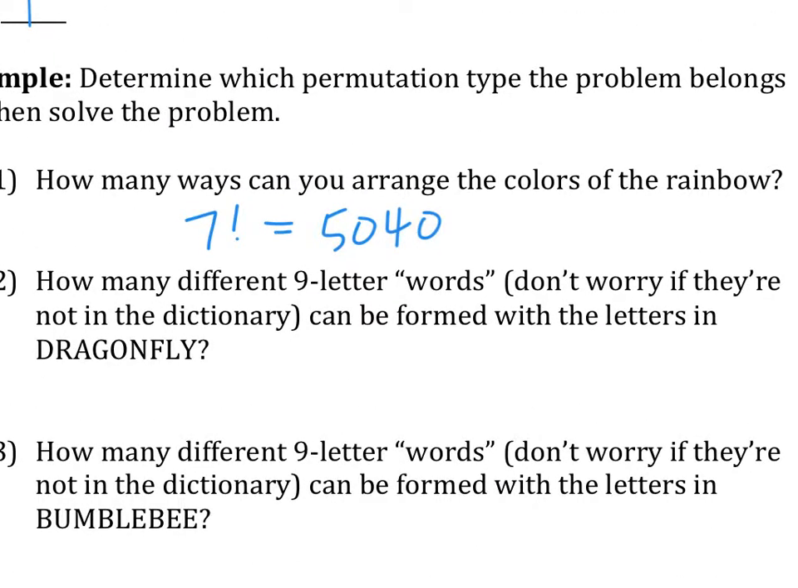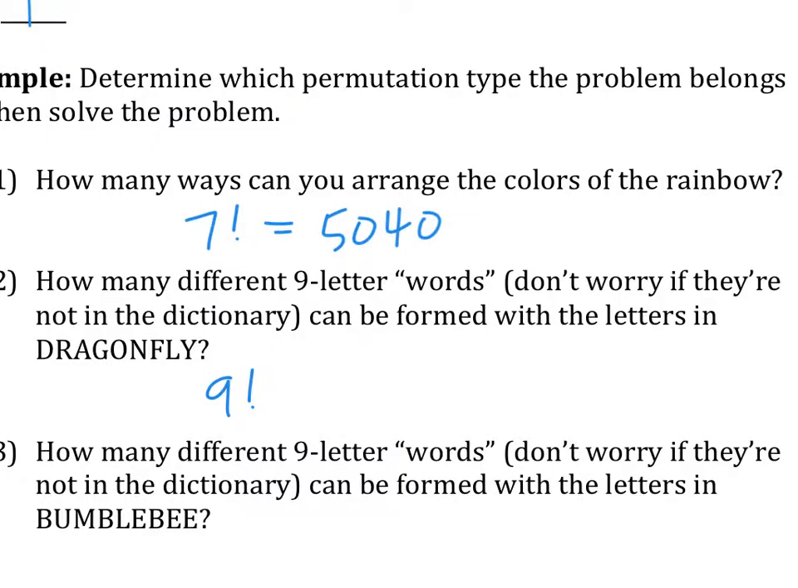How many different ways can you rearrange the 9-letter word dragonfly? It doesn't matter if the word is not in the dictionary. So basically, how many ways can you rearrange 9 letters? So are you going to use 1, 2, or 3? Talk to your partner. Okay, let's vote. Hold up your fingers. People are stuck between 1 or 2. All right, the answer is 1. 9 factorial. The reason being there is no letter that is repeating in the word dragonfly.